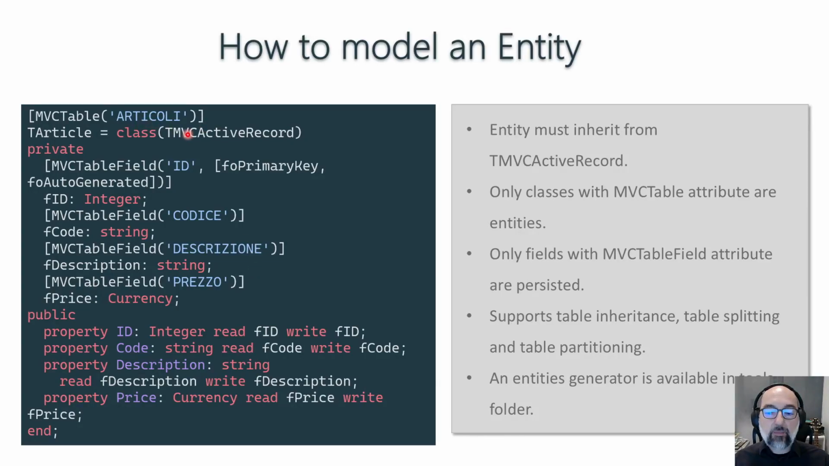MVC Active Record supports table inheritance and table splitting, so that you can have two entities which map a part of a table, maybe 3 fields on an entity and 4 fields on another, or 10 and 20 and so on. And also table partitioning, for horizontal partitioning or splitting of a table. And yes, an entity generator is available in the tools folder. You can define all the tables from your database and just have the entities automatically created.